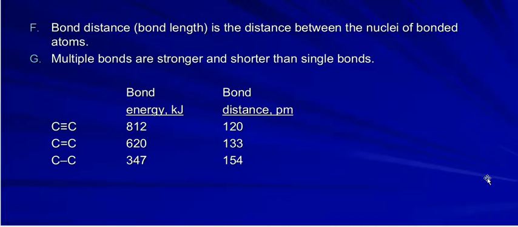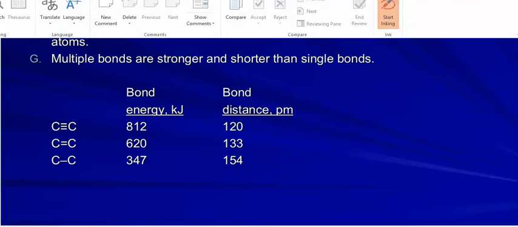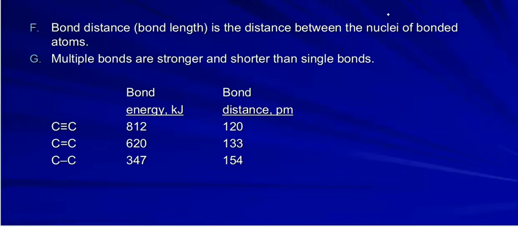Bond distance is the distance between the nuclei of bonded atoms. Multiple bonds are stronger and shorter than single bonds. Comparing a triple bond to a single bond, notice it's going to take more energy to break a triple bond than a single bond. And the bond distance for a triple is a little bit shorter than that for a single bond.